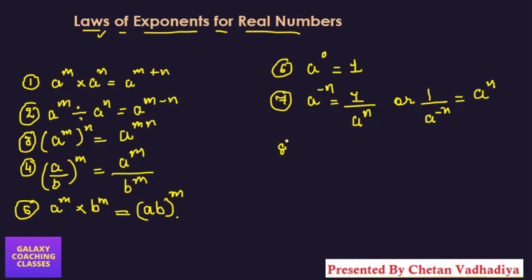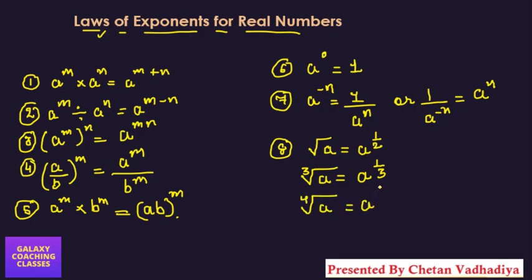Now law number 8. Root a. If you want to remove this root, you just need to write a raised to 1 by 2. If you have a cube root like this, then a raised to 1 by 3. If you have 4 in the root, then a raised to 1 by 4. So these are the main 8 laws of power and exponent.